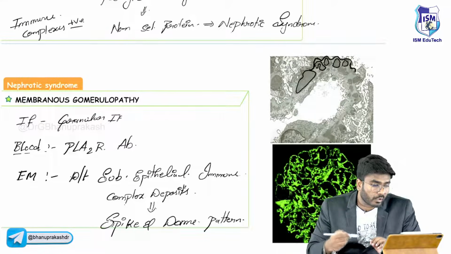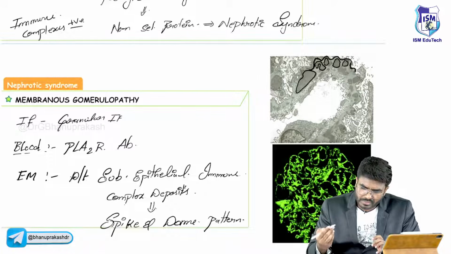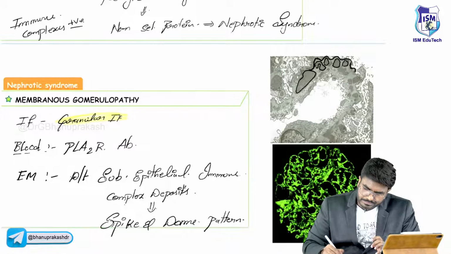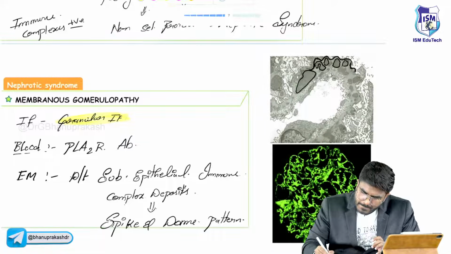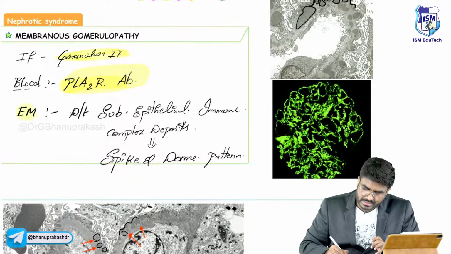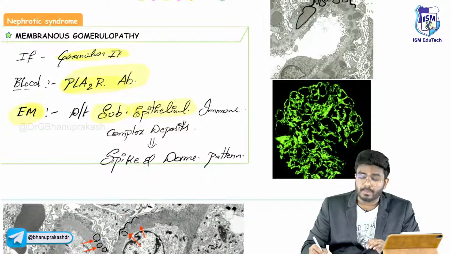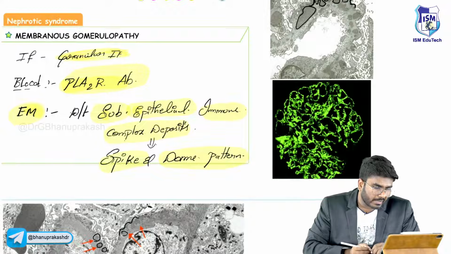The immunofluorescence will show subepithelial, granular immunofluorescence. The antibodies are going to be phospholipase A2 receptor antibodies. Under electron microscopy, subepithelial immune complex deposits are going to be seen. Spike and dome pattern. Okay.